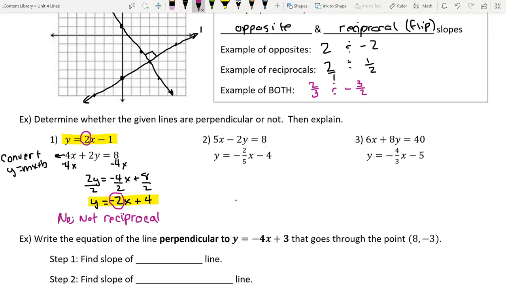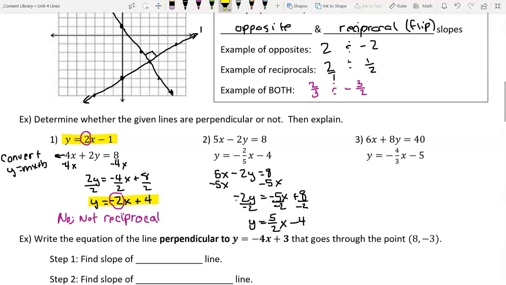Reciprocal. Okay? They have to be both. Let's try another one. I want you to pause it and rearrange this equation, and then I'll put it up here in a second. Go ahead and do that. Okay. So there's the answer to the new written one that we had to rearrange or convert.